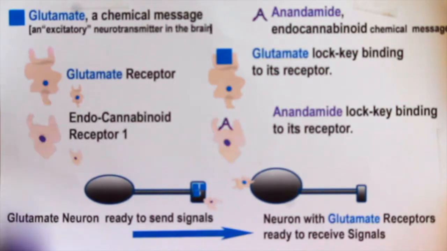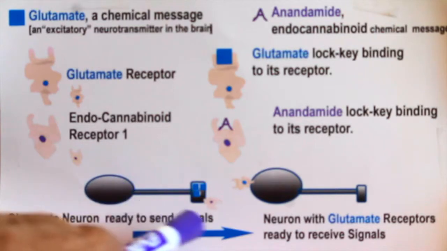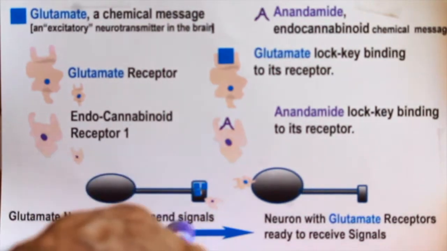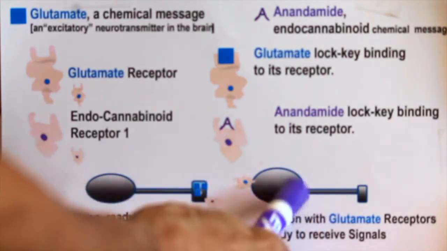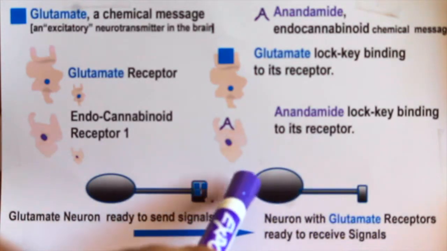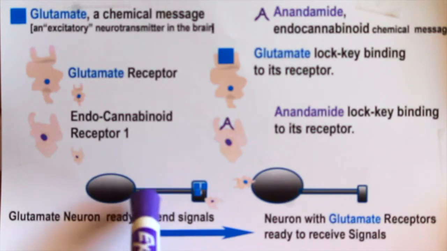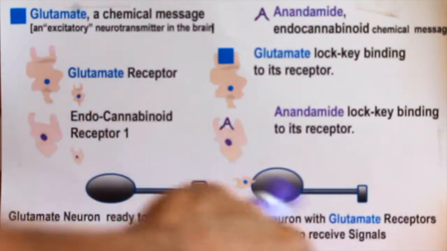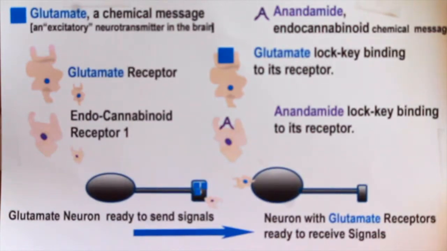Now notice when we start out here, we have two nerve cells. This nerve cell is ready to send signals from glutamate that it has in its ending here. This nerve cell has glutamate receptors, so it's going to be able to receive the signal from this nerve cell once it releases glutamate. So this is the setup, and we'll see in the next few frames what happens afterward.